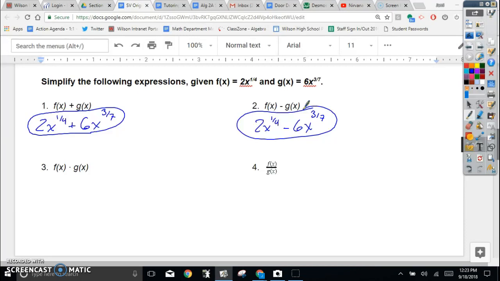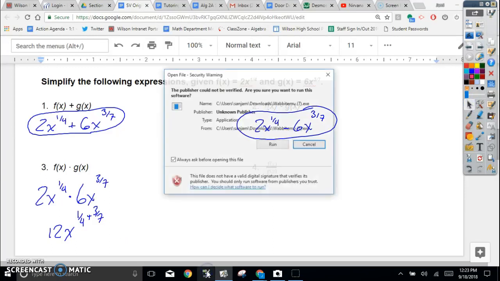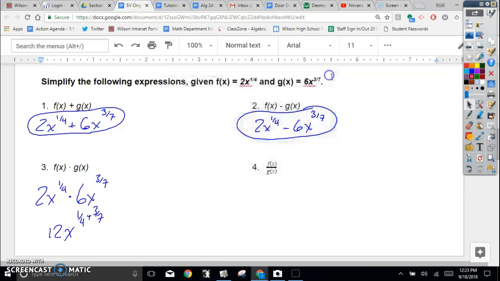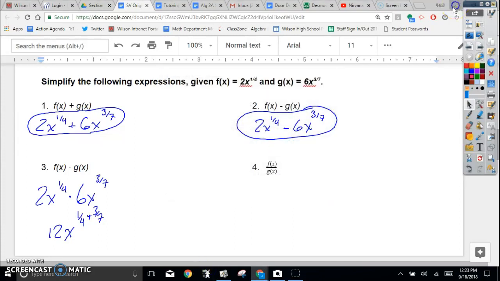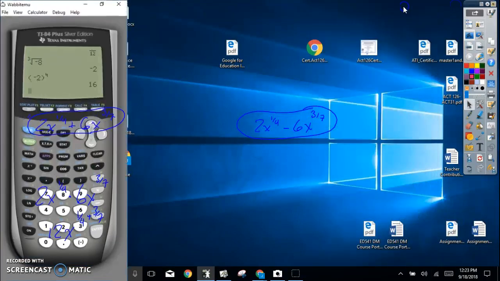All right, in 3, now we have 2x to the 1/4 times 6x to the 3/7. Now, 2 times 6 is 12. Now we're going to do 1/4 plus 3/7. Okay, and that will be my new exponent. So remember, to get a common denominator, you can just do this right on your calculator. You don't have to worry about doing it another way. Let me get that calculator up here.